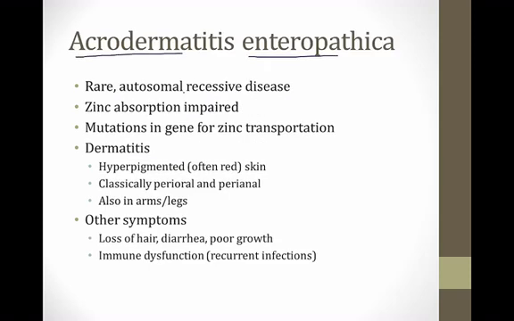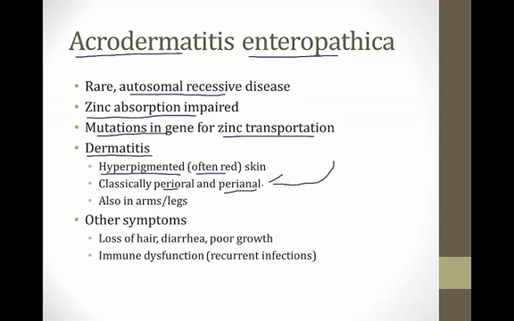Acrodermatitis enteropathica is a rare autosomal recessive disease in which zinc absorption is impaired. It's caused by mutations in genes that encode for proteins that are necessary for zinc transportation. Children born with this condition develop a characteristic dermatitis. They have hyperpigmented skin that is often red. Classically, it's in the perioral or perianal region.